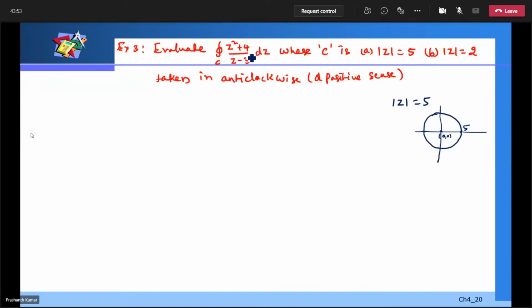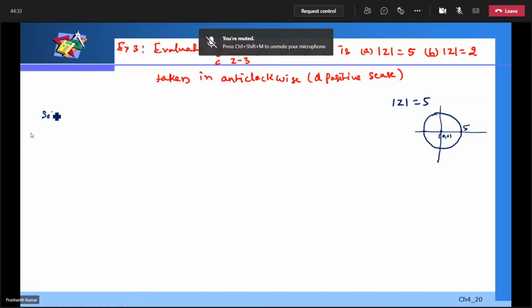Okay, so here you see the problem. Integral over C of (z square plus 4) by (z minus 3) dz, where C is mod z is equal to 5. So this is the closed contour, closed curve we are taking. Here in this closed curve, you see where is z naught. So here I am writing the solution.